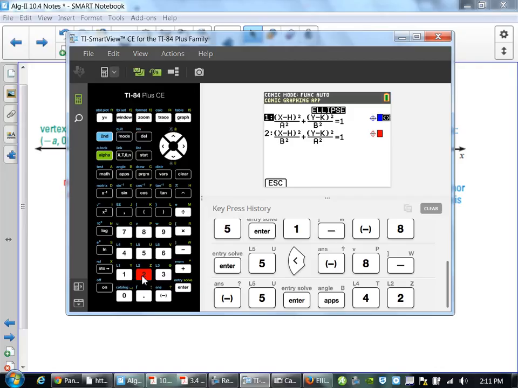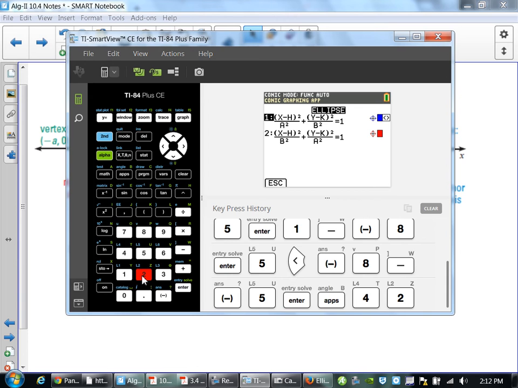So depending on whether it's horizontal or vertical, remember the A squared is always the larger of the two. Whichever one is the bigger number, that is A squared. For an ellipse, A squared is the bigger of the two.